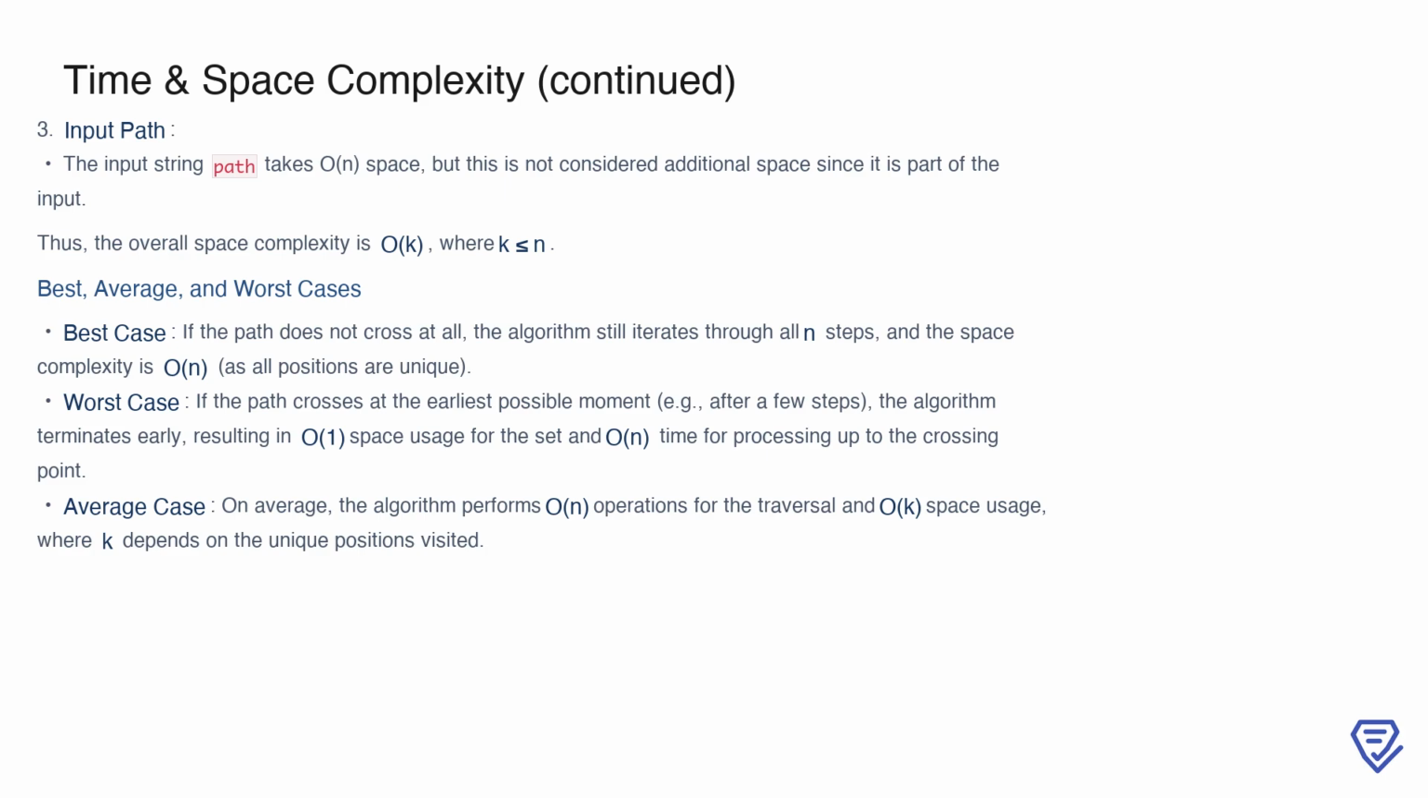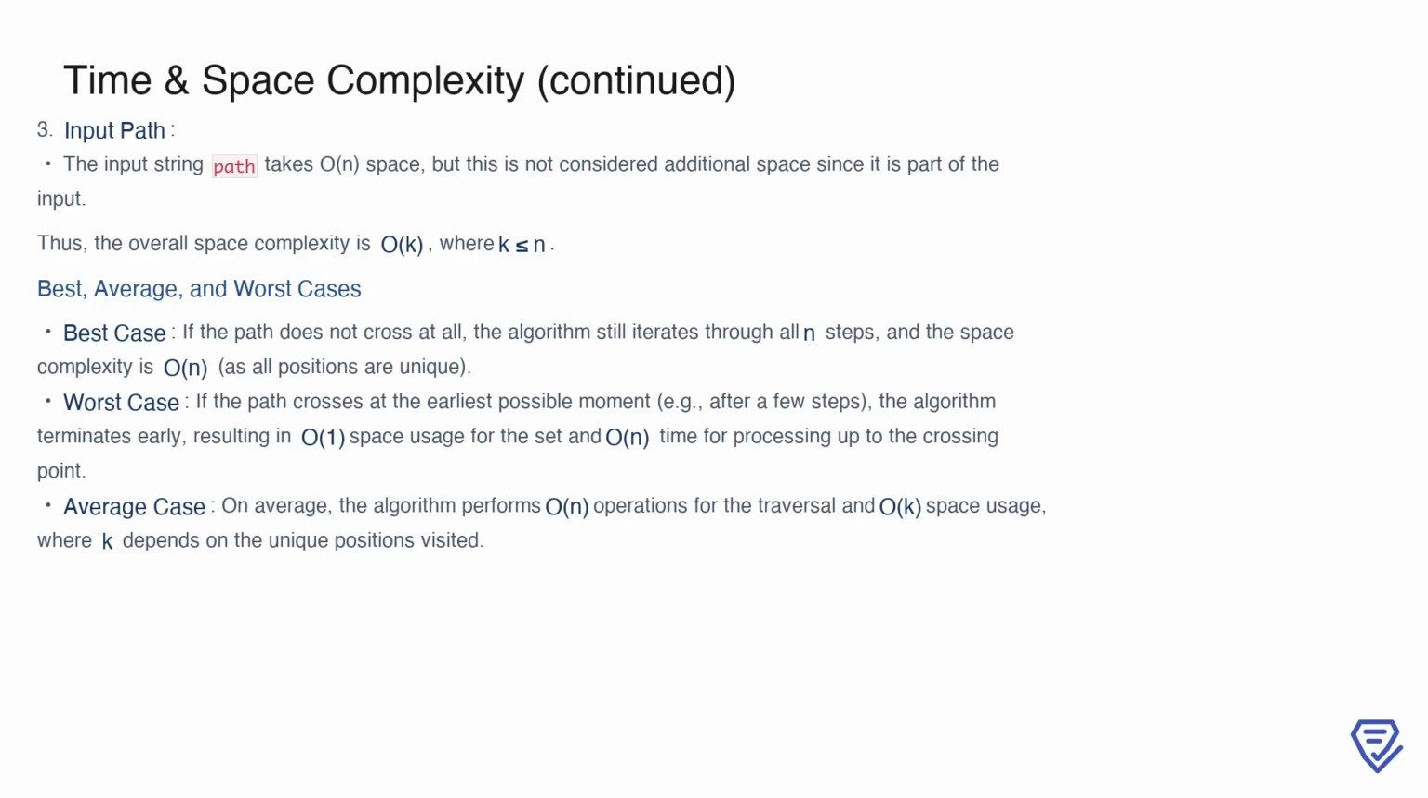However, since this is part of the input and not additional memory allocated by the algorithm, it's not included in the extra space calculation. Therefore, the overall space complexity is O(k), where k is the number of unique positions visited, and k is always less than or equal to n.